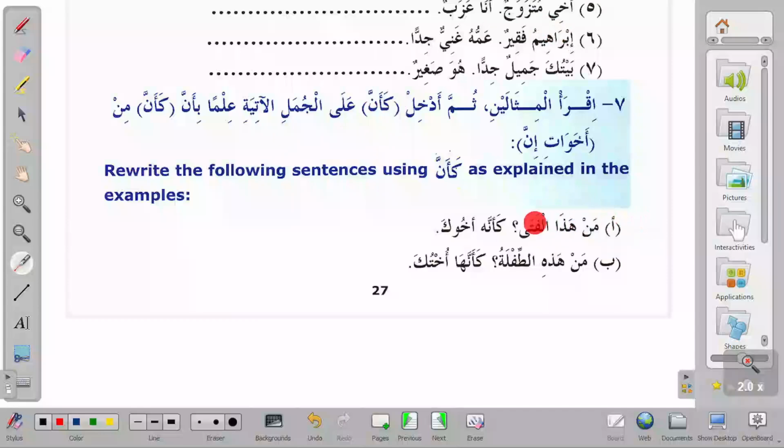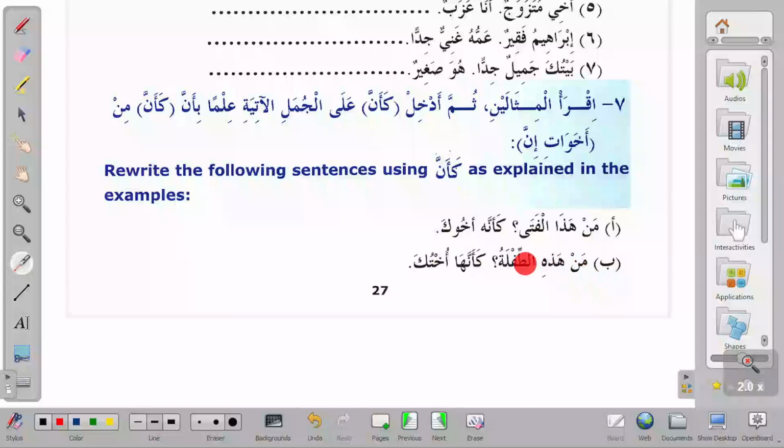من هذا الفتى, who is this young man? كأنه أخوك, as if he is your brother. Maybe they have a similar resemblance, they resemble one another. That's why he said كأنه, as if he. This is just كأن attached to the pronoun ـه. His doubt is as if he is your brother.